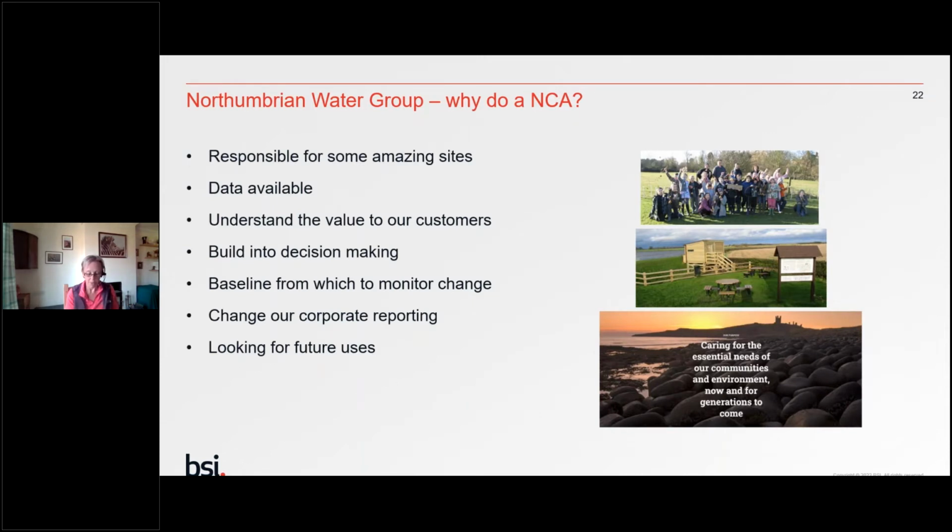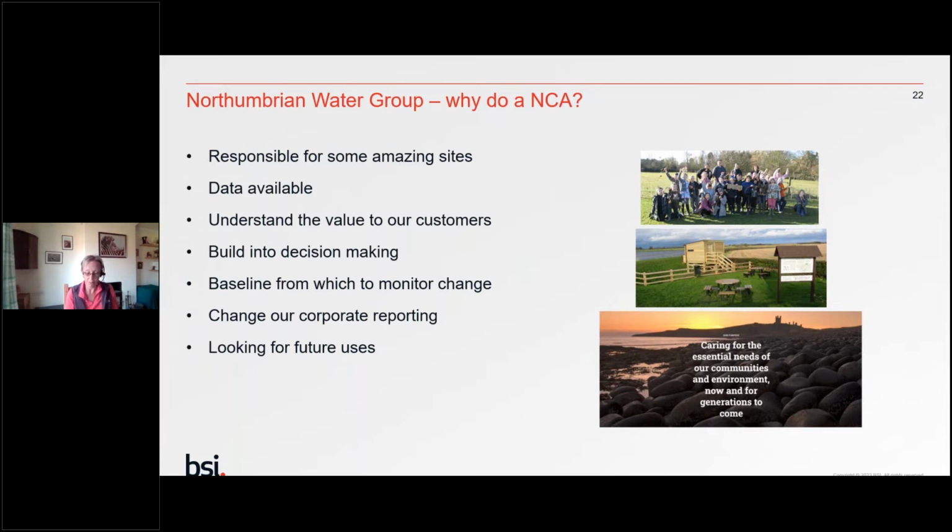We were aware that natural capital accounting is an area of growing interest in the water industry as a whole, and we really wanted to understand the process, the metrics involved, and how the information can then be used. And we wanted to see how we could use the data that we currently have, as well as understand where we might need to do more work in the future to make it more robust.